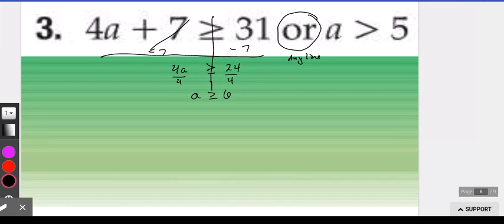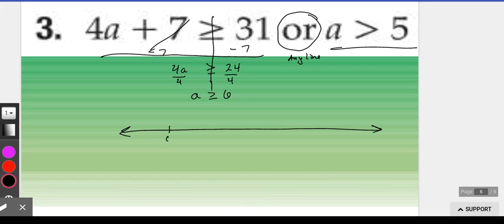Okay, the second one is already done, so I don't have to do anything. Put it on the graph. So there's 0, 1, 2, 3, 4, 5, 6, etc. Okay, so a closed dot on 6, that's going right. An open dot on 5, that's also going right. But remember, I shade wherever there's a line. So I'm going to shade the middle in the right spot.